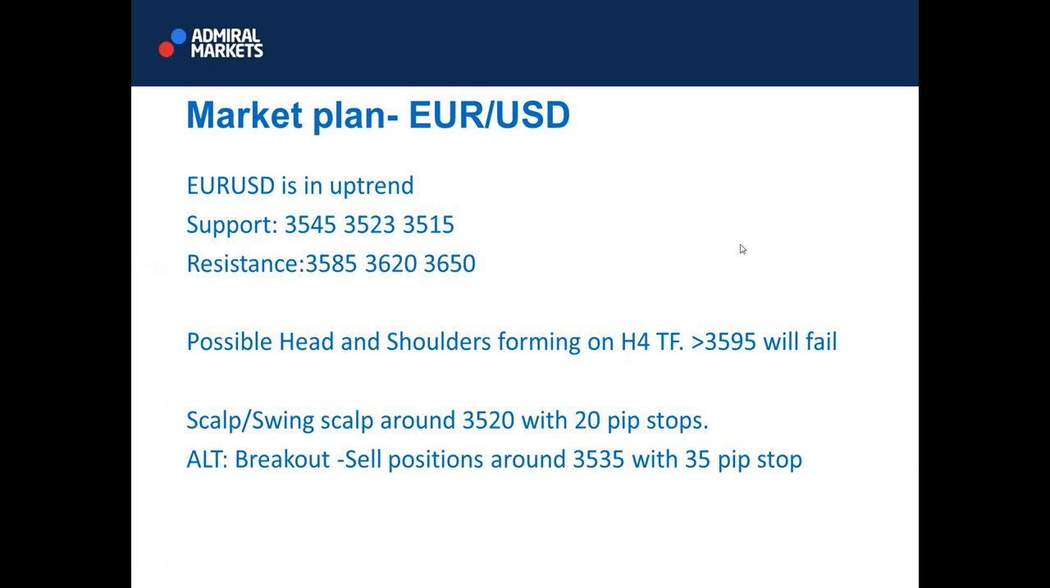So this is a possible scenario for euro dollar. Head and shoulders on the 4-hour time frame. So a sell position around 35.35 with a 35 pip stop, aiming for 35.15, 35 and 34.75. This will be a breakout setup, or we can do a swing scalp around 35.20. You need to look at momentum. If momentum is very strong to the downside, then we go for the breakout trade. If momentum is weak to the downside around 35.20, we go with long positions.